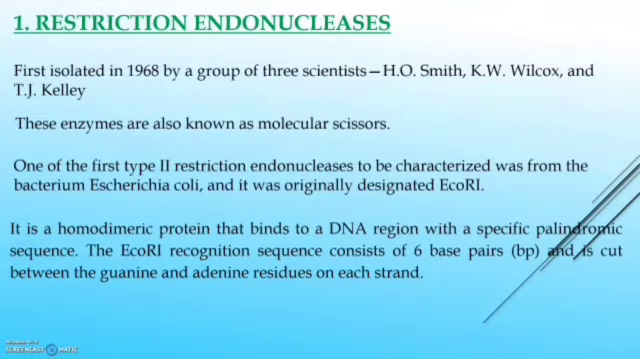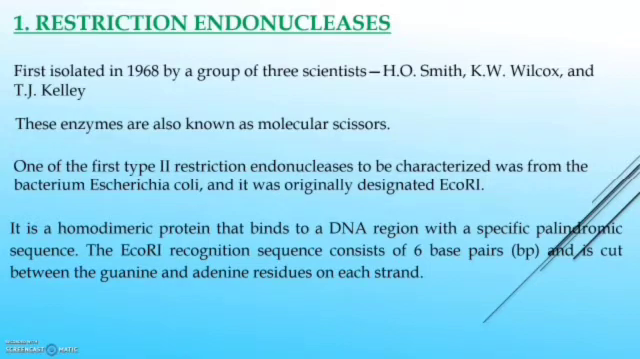Restriction endonucleases were first isolated by a group of 3 scientists, Smith, Wilcox and Kelly, in the year 1968. The discovery of these enzymes marked the beginning of recombinant DNA research and specific modification of DNA molecules. These restriction endonucleases are responsible for converting DNA molecules into a specific number of fragments by cutting the molecule at certain specific sequences known as restriction sites. Hence, these enzymes are known as molecular scissors.